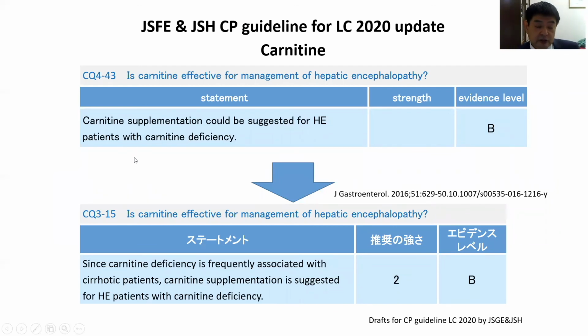In this revision, there are some changes about carnitine. In previous guidelines, the recommendation strength was not descriptive. However, in this revision, we put the recommendation strength as 2, weak recommendation, and the evidence level as B. Since carnitine deficiency is frequently associated with cirrhotic patients, carnitine supplementation is suggested for HE patients with carnitine deficiency. Then the next question comes: what is carnitine deficiency?